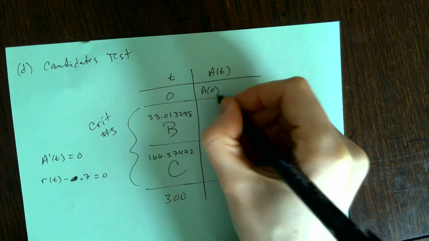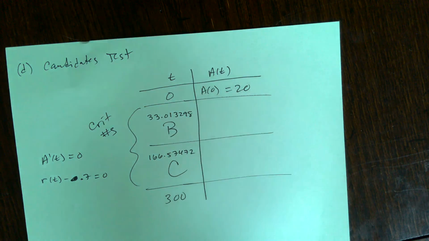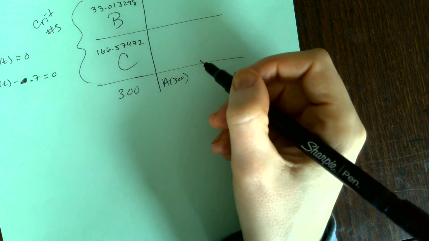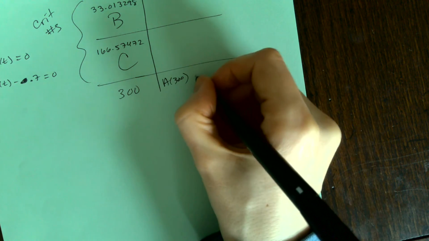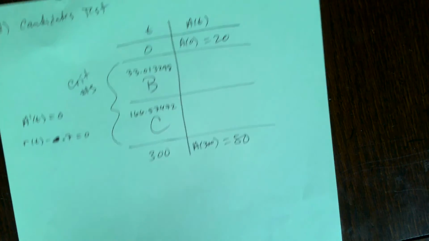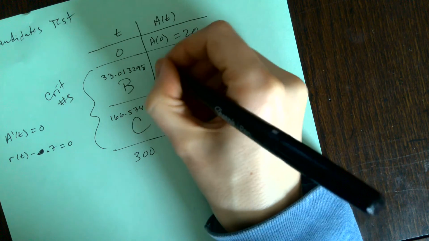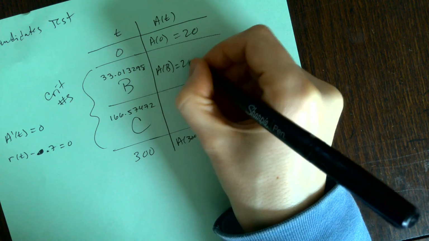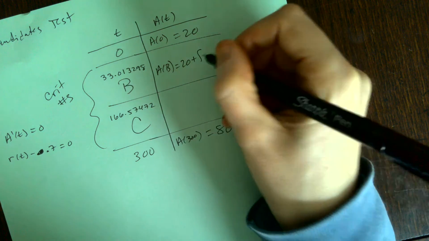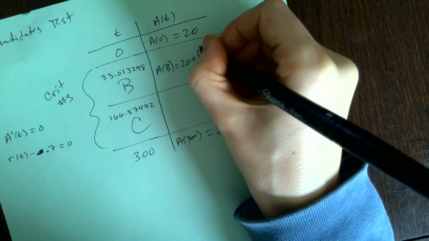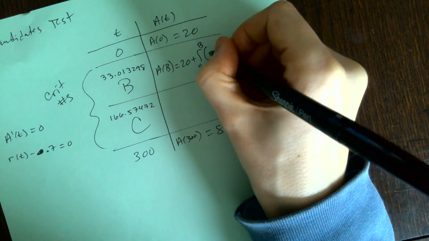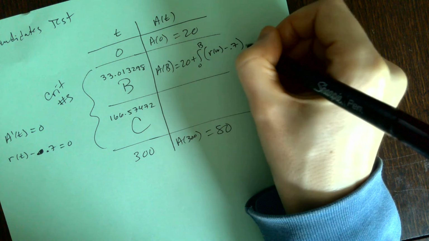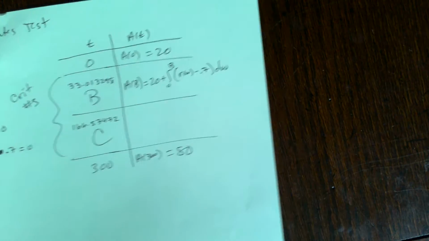So A of 0, we already know that's 20. And we actually already know A of 300 also. We found that. A of 300 was 80. I found that earlier. Now I just got to find these ones. So A of B is going to be 20 plus the integral from 0 to B, R of w minus 0.7 dw.